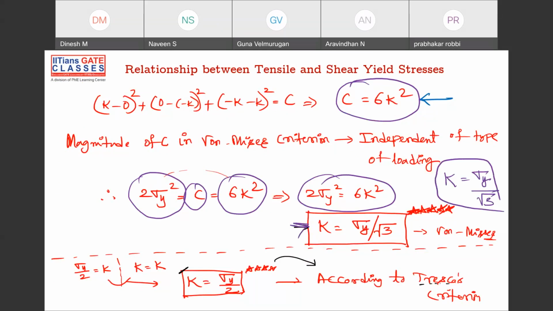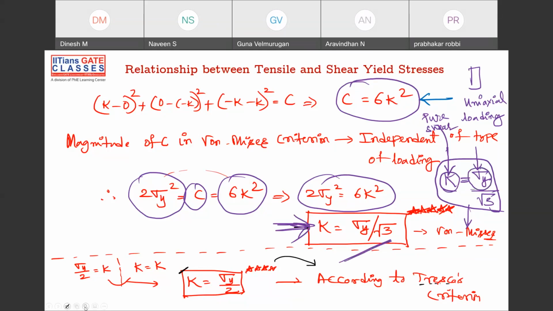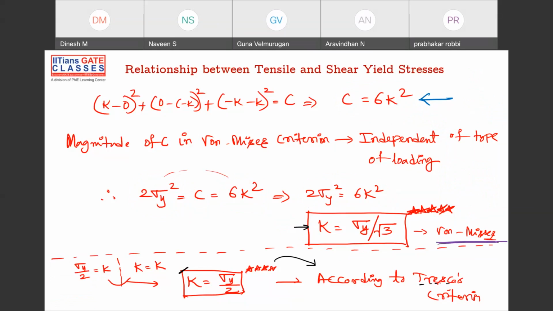Very important. According to von Mises, your shear yield stress is equal to yield in tension, that is uniaxial loading only. Okay, you're not applying any other loading. Uniaxial, single axial. This is also pure shear. So this is the important point you have to remember: yield stress in shear is equal to yield stress in tension divided by root 3. Very important formula, and that is according to which criteria? Von Mises criteria.